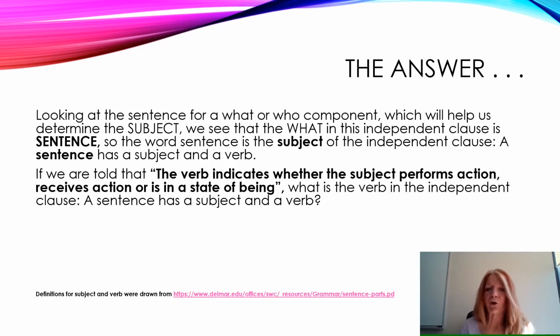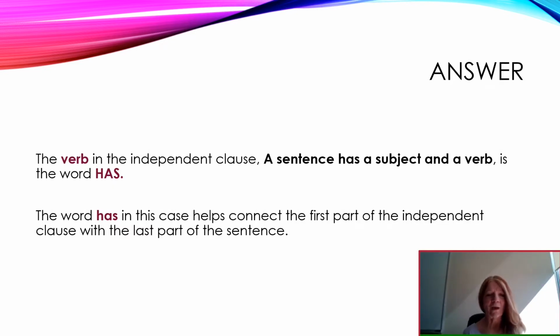If we are told that the verb indicates whether the subject performs action, receives action, or is in a state of being, what is the verb in the independent clause? A sentence has a subject and a verb. How did you do? Let's check it out. The verb in the independent clause, a sentence has a subject and a verb, is the word has. Okay? The word has in this case helps connect the first part of the sentence with the last part of the sentence.